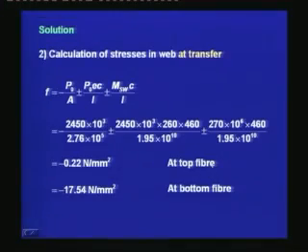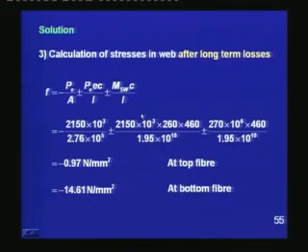Second is calculation of stresses in web at transfer. From that conventional formula, we are placing the values of P0, area of the precast web, I of the precast web, C is 460 for the top and bottom fiber of the precast web, and the self weight of the precast web is also given. Once we substitute these values, we get the stress of minus 0.22 Newton per millimeter square at top fiber and minus 17.54 Newton per millimeter square at bottom fiber of the web at transfer. That means we have now calculated the stress condition of the web when the prestress is transferred to the section.